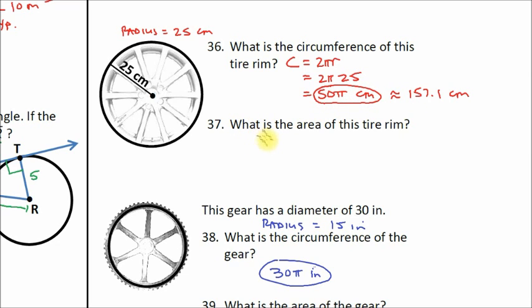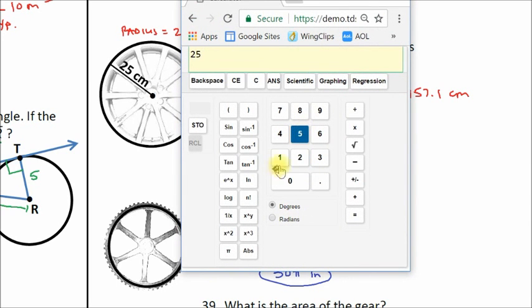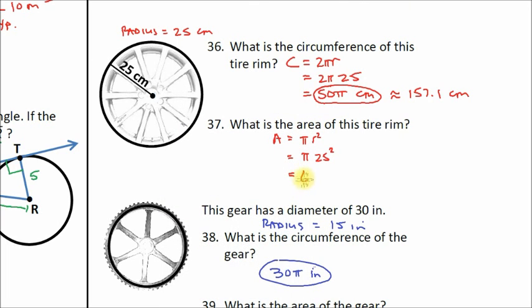What is the area of this tire rim? Well, area is equal to pi r squared, which is pi times 25 squared. And 25 squared, let's do that in our calculator, 25 squared is equal to 625. So 625, don't forget pi. Pi has not disappeared here. 625 pi, and this is area, so it's going to be in squared units, 625 centimeters squared.